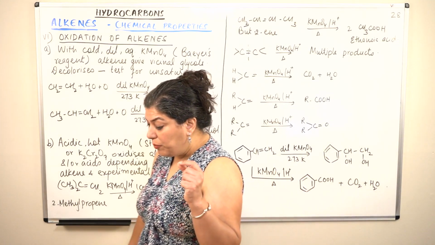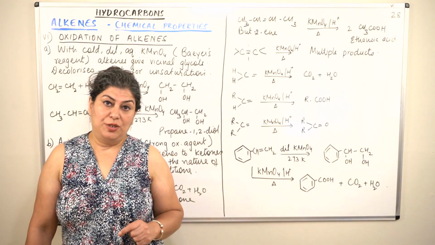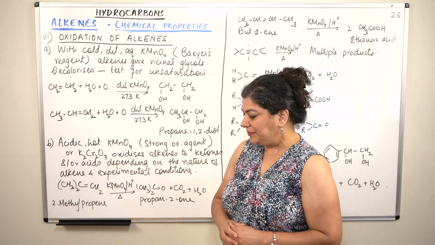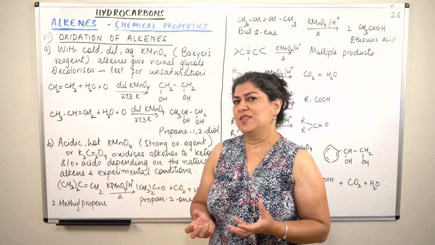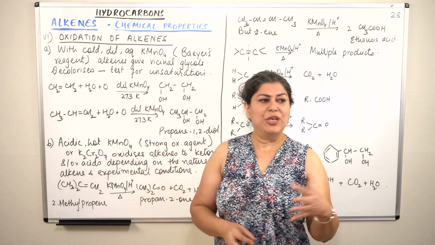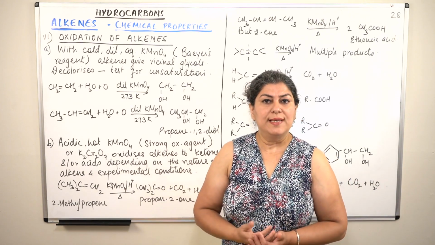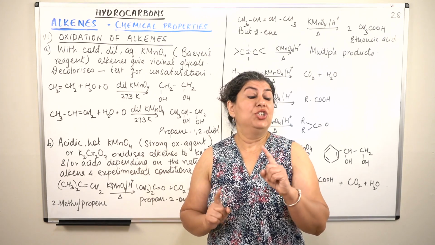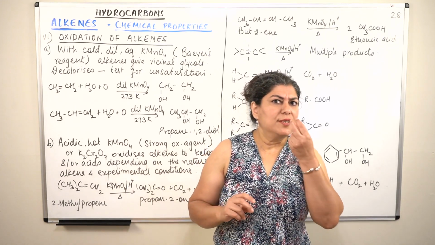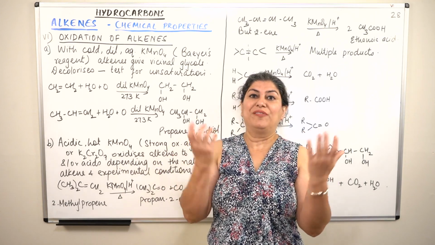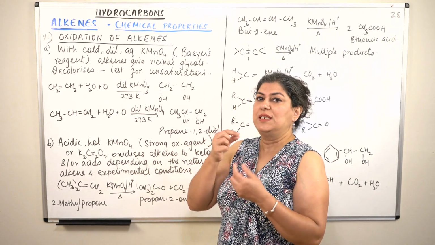There is one very important point about Bayer's reagent, which is very useful in the laboratory. When we carry out reactions in the laboratory, we can't see what is actually happening. We don't know which atom is going where because we can't see atoms. But what our eyes can see is a change in color or a certain smell. So our observations are always related to our five senses.